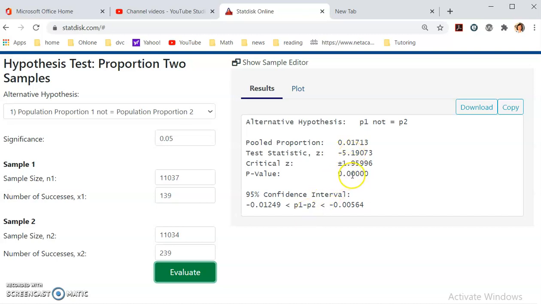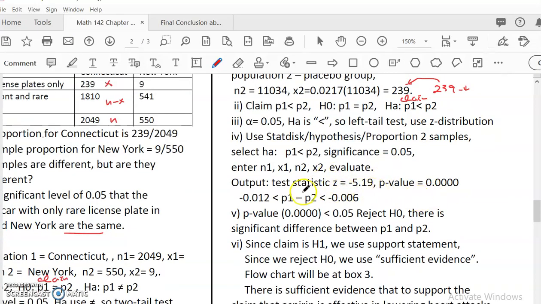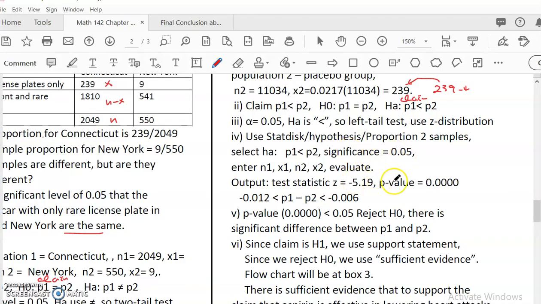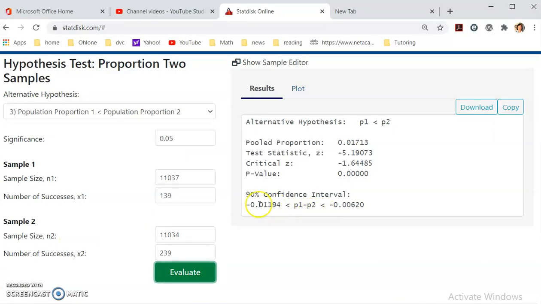And then the p-value is still 0, and we have this confidence interval, -0.012, -0.006. So we write this down, all these results, test statistic, p-value. So there's a lot of things, but we are only, oh no, I think I forgot about the fact that I'm doing a left tail test. This always happens. Left tail test is the lower one of the values. Okay, so this is still okay. The test statistic is -5.19, the p-value is still 0, and the interval is -0.012 and -0.006.